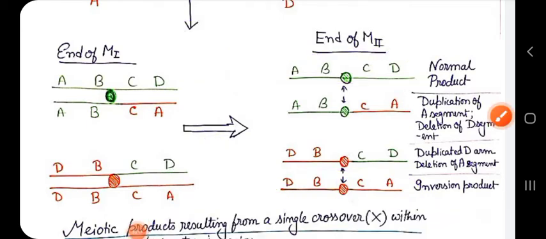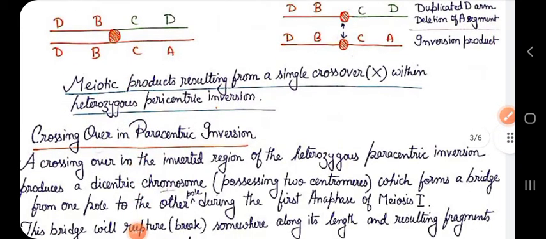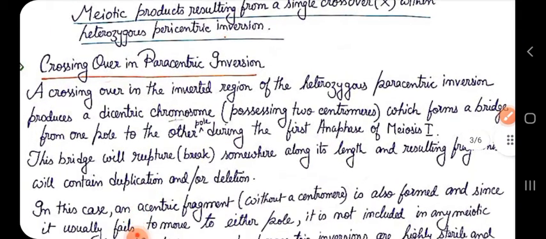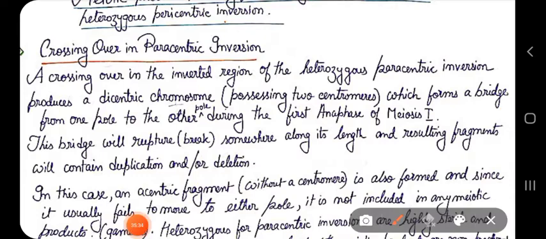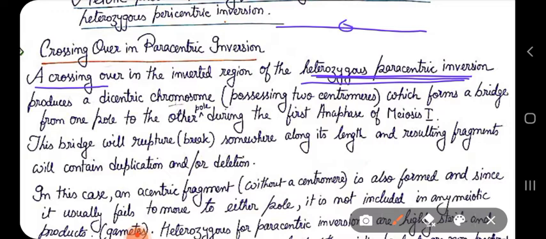So let us see the meiotic products that will occur during crossing over in paracentric inversion. During paracentric inversion, the inverted segment does not involve the centromeric region. Here we will see the crossing over during heterozygous paracentric inversion. That means one of the chromosomes will have the inverted segment that does not involve the centromere, while the other chromosome of that same homologous pair is normal.